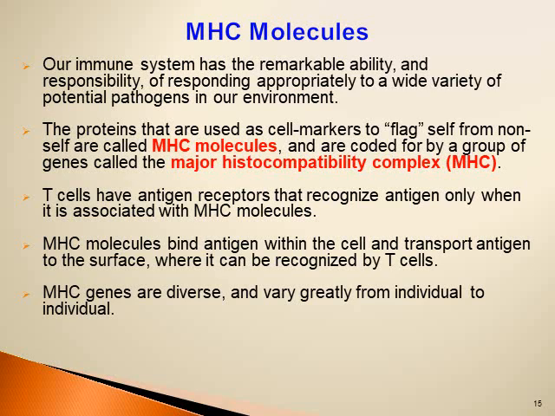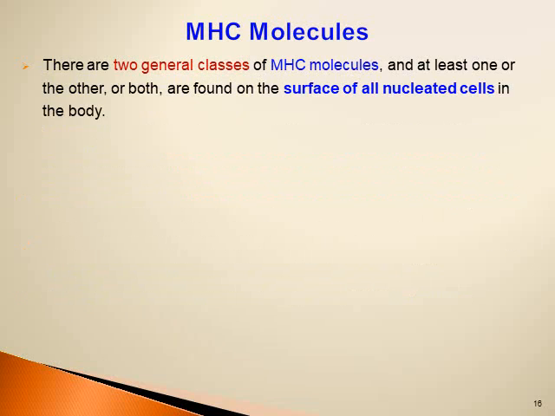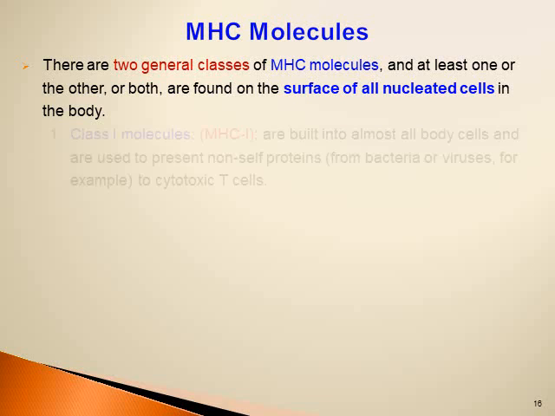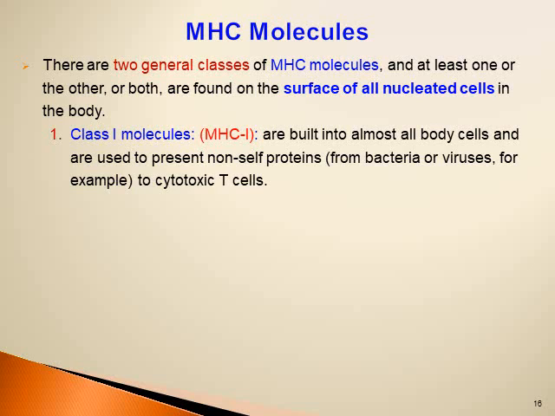Major histocompatibility genes are diverse and vary greatly from one individual to another. There are two general classes of MHC molecules, and at least one or the other or both are found on the surface of all nucleated cells in the body. Class 1 molecules, MHC1, are built into almost all body cells and are used to present non-self proteins from bacteria or viruses, for example, to cytotoxic T cells.